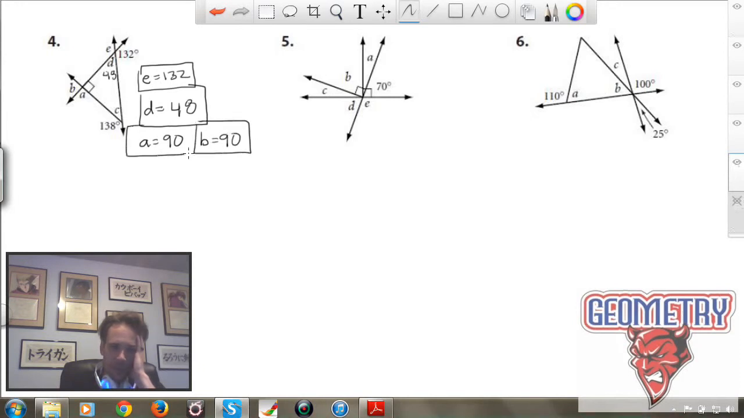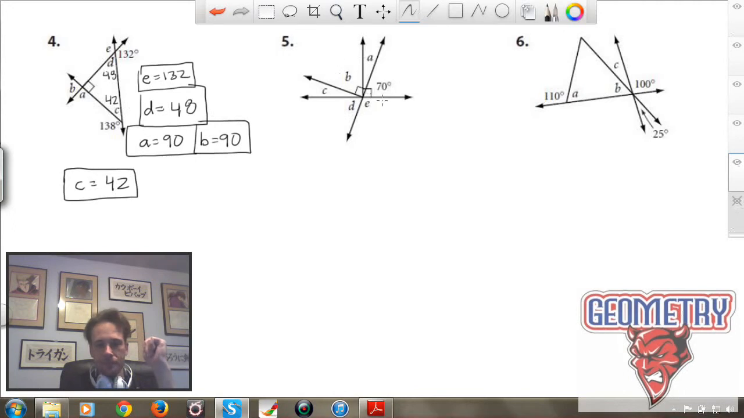So we only have one angle left, and that's C, which is the supplement of 138. So 180 minus 138, 42? Yep. Okay, so C is 42. And if we take a step back, we can see that 48 plus 42 plus 90 is 180, which is the sum of the angles in a triangle, which we'll get around proving soon enough.